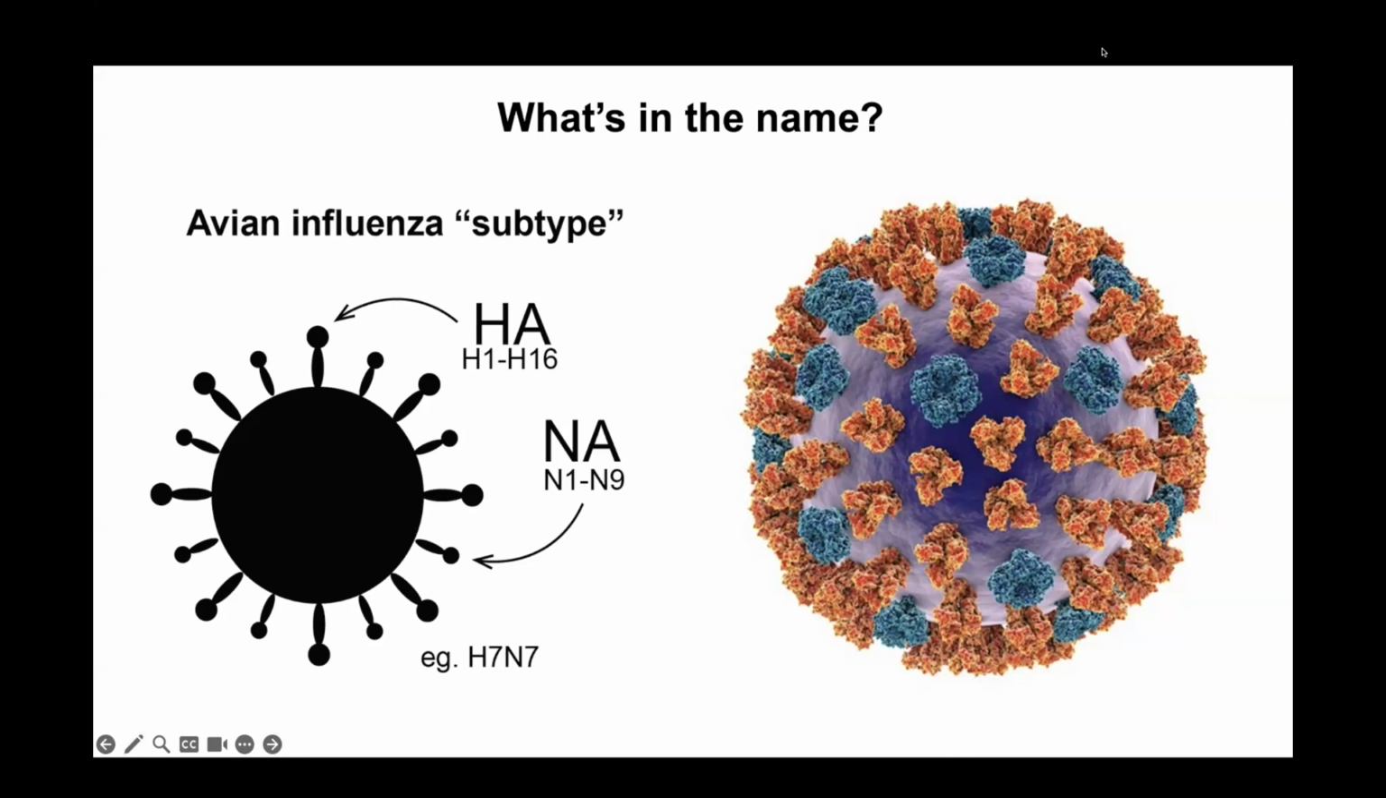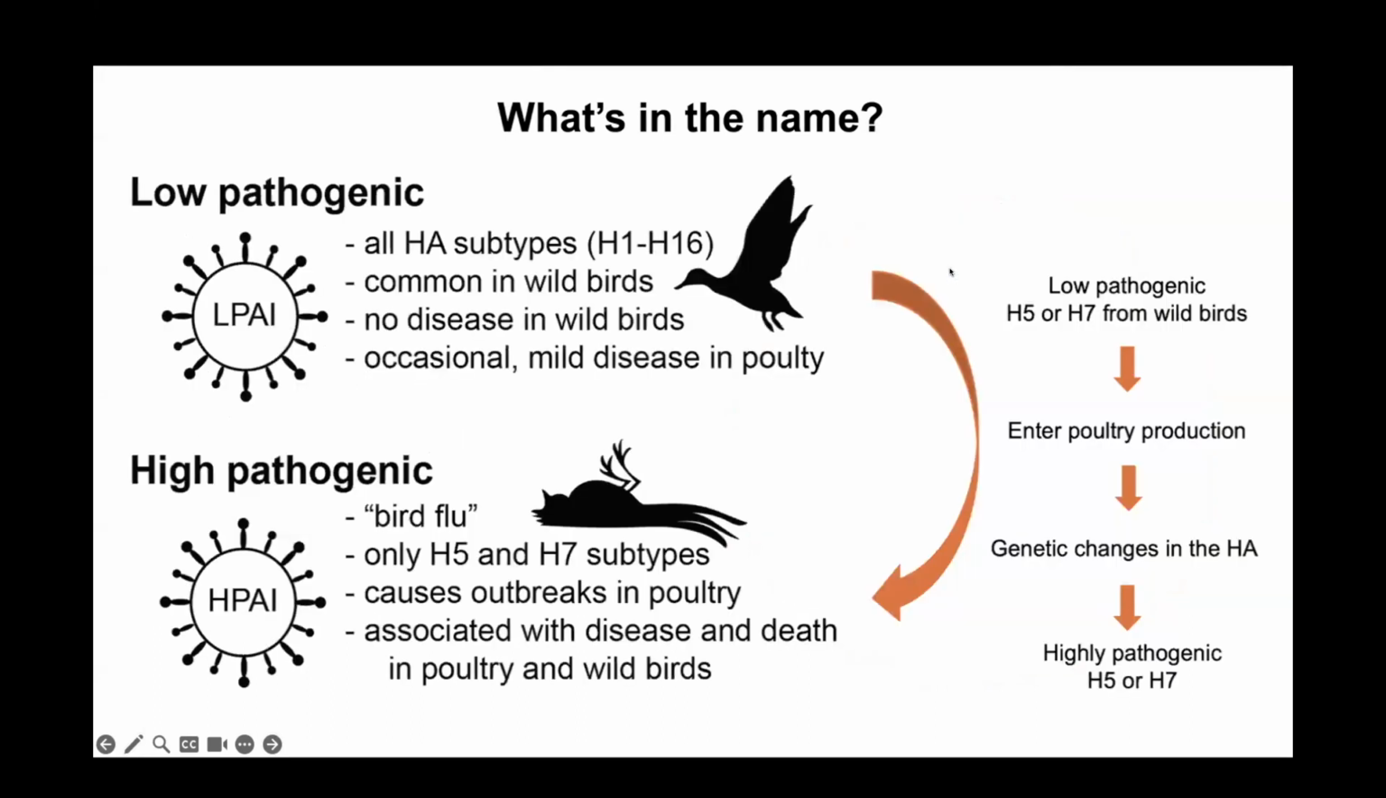If you've been reading the news, what's in dairy cows at the moment is H5N1. And in wild birds, almost every combination has been found. The other way we categorize these viruses is through pathotypes. So we have low pathogenicity and high pathogenicity avian influenza. The vast majority of avian influenza out there is low pathogenicity.